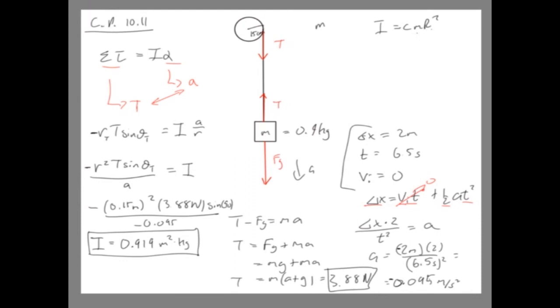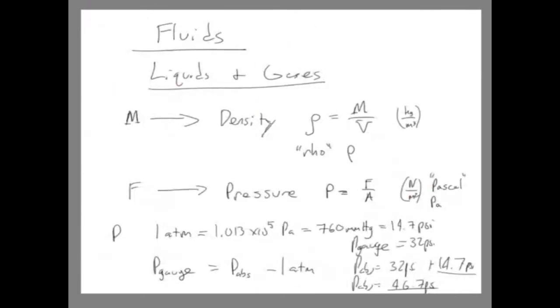So those are the last two problems for rotational motion. And we basically moved on to set up the next chapter, which is on fluids, just to learn some notation and units. So first of all, the definition of fluids is liquids and gases. Anything that flows is a fluid. So contrary to popular belief, it's not just liquids, but it includes gases.